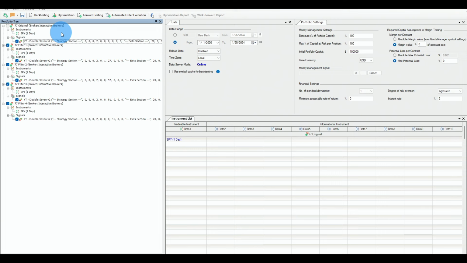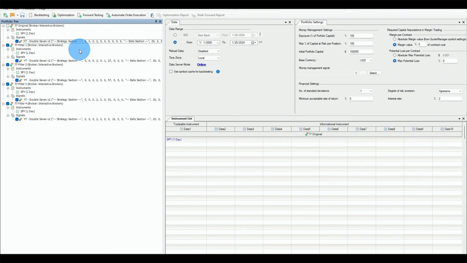Here I have 4 versions of the 77 strategy. They're all applied to the same data, which is the SPY. This is just to show you that diversification comes from different strategy filters, even on the same instrument. So here I have my template strategy. This is a big template. I'm not gonna bore you with the details, but basically I'm using a different filter in each strategy. So for example, this is 27, 57, 91, 16, and so on and so forth.